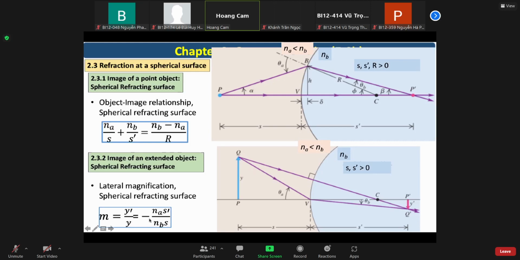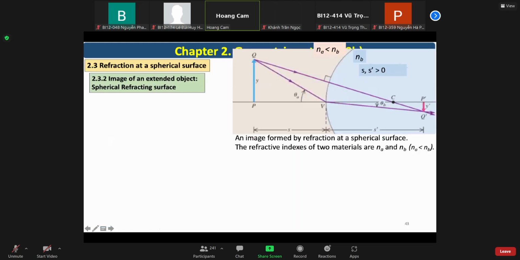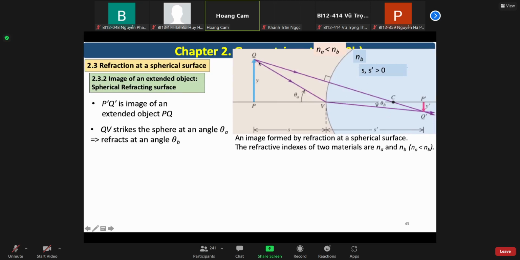And in this case, it is equal to minus NA multiplied by the image distance divided by NB multiplied by the object distance. So we will prove that a little bit. You have P prime Q prime as the image of PQ. And we draw QV here, which strikes the sphere at angle theta A, so it is refracted here. It refracts at angle theta B.